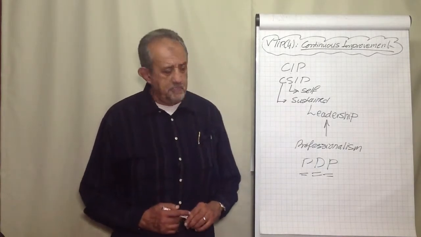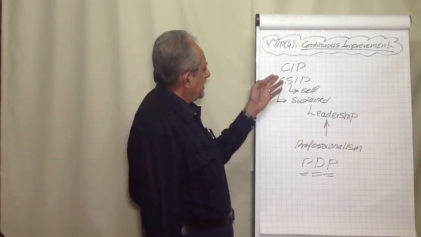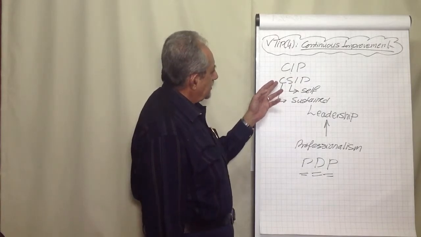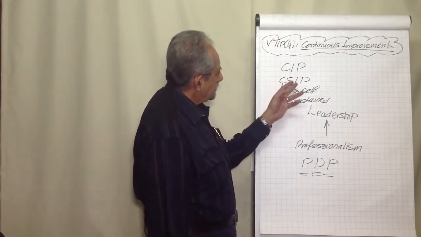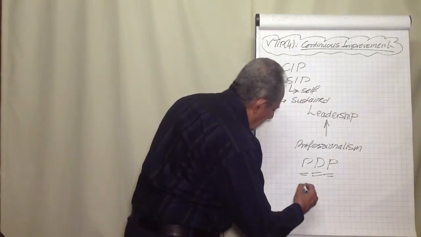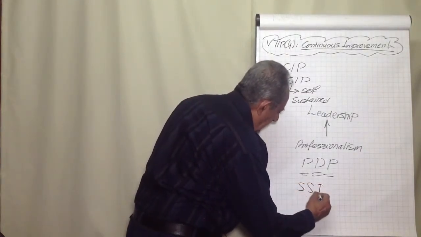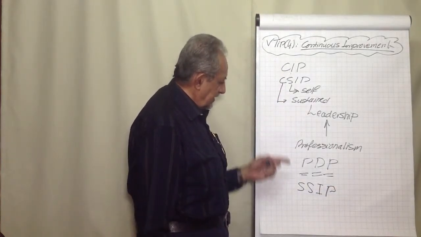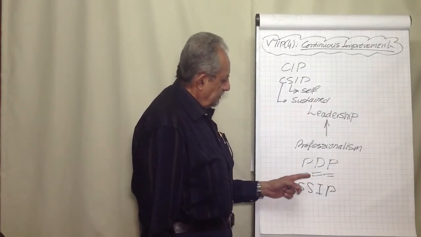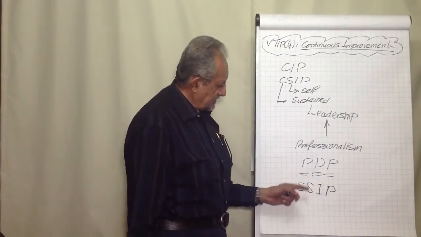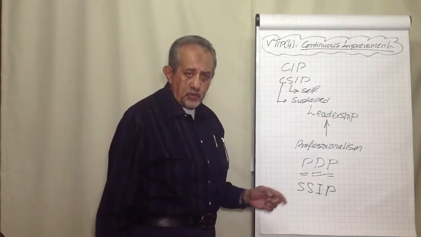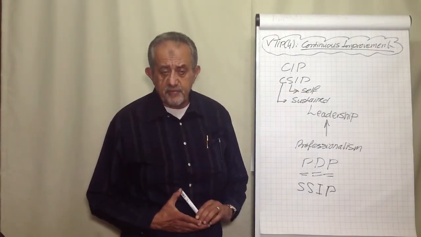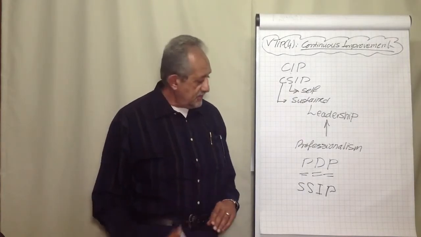So let me wrap up. We started with the continuous improvement process, and we made that continuous self-improvement process, and we ended up with SSIP, which stands for sustained instead of continuous, sustained self-improvement process. SSIP. And that is one of the targets of a good professional in his life, and one of the goals in his life, to follow that path to professionalism.